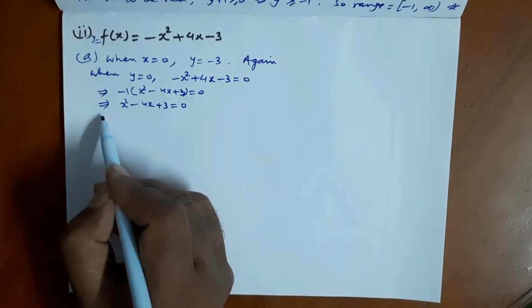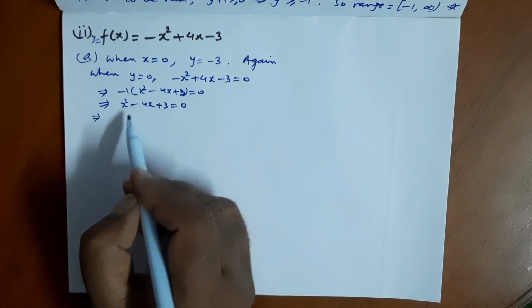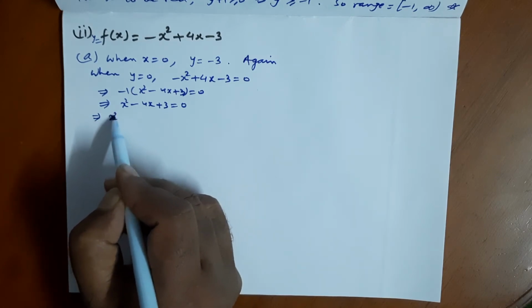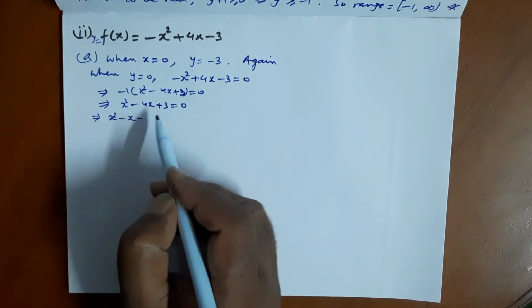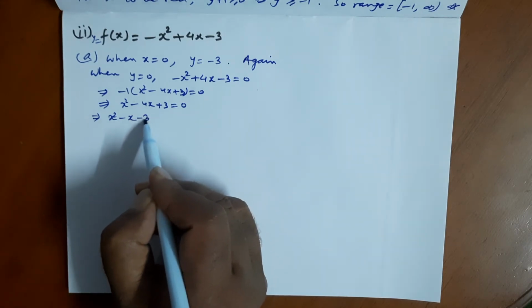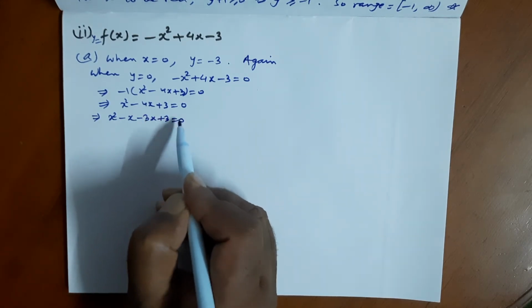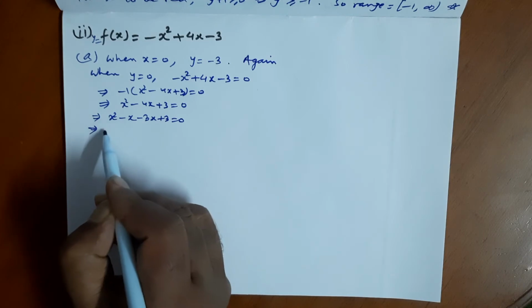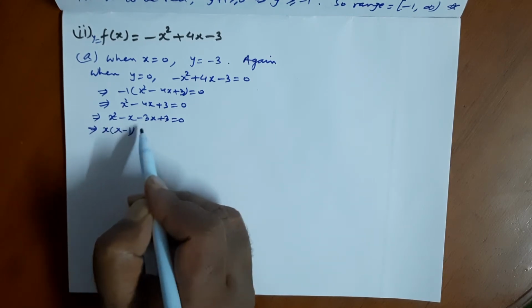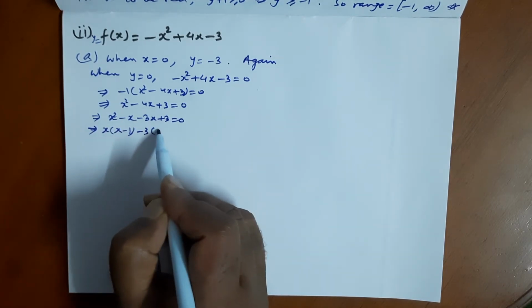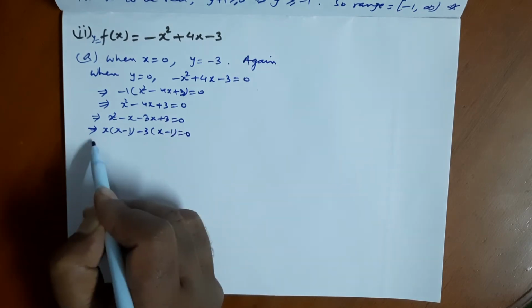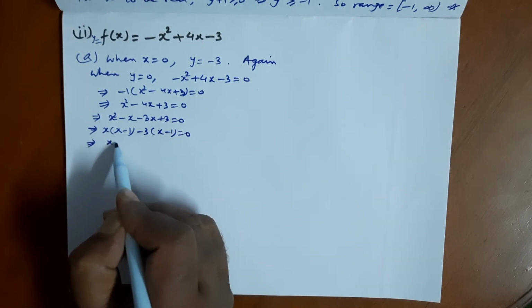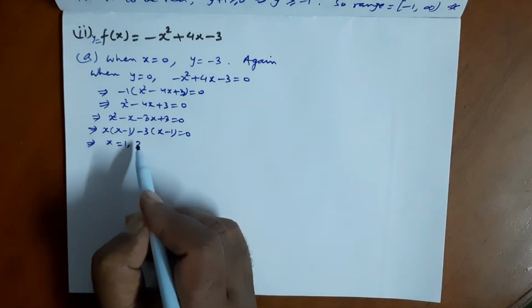And now we can factorize this. So while factorizing, x square minus x minus 3x plus 3 equals to 0, we can write. From these two terms, x is common, x minus 1. From these two terms, 3 is common, x minus 1 equals to 0. So from this, we will get x equals to 1 and 3. Okay.